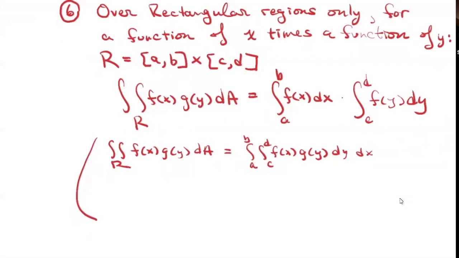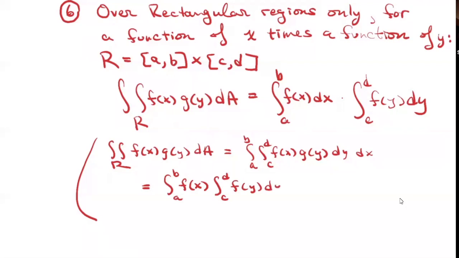Okay, and then you know that x is a constant, so f of x is a constant with respect to y. So you could rewrite this as an integral from A to B and bring the f of x outside of the inner integral, like that. And then you'd have an integral from C to D of g of y dy. And then outside of that would be dx, like that.